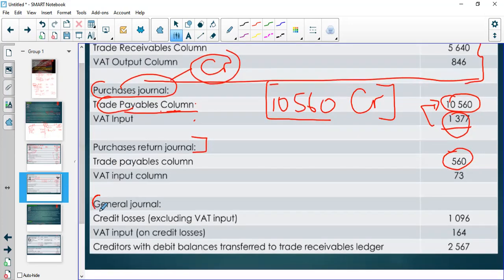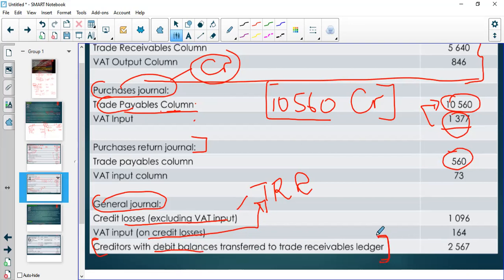Then the general journal is used when we are recording credit transactions, all right? When we bought something on credit, but it's not for resale, it's for use. Okay, so we are not going to look at credit losses because that applies to trade receivables control. Then the VAT on credit losses as well. And then we have another issue here of creditors with debit balances transferred to the trade receivables ledger.